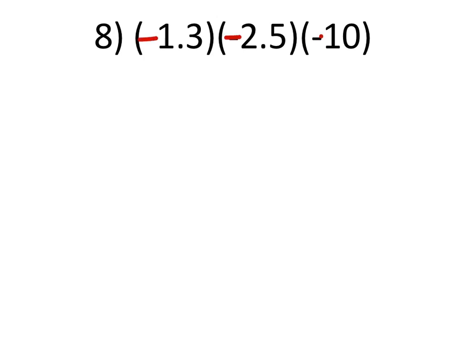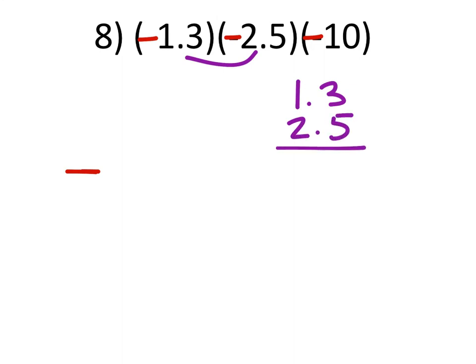1, 2, 3 negatives. So we know our answer is going to be negative, and we can ignore those negatives. So by the order of operations, we'll do 1.3 times 2.5 first. So 1.3 times 2.5. Now this multiplication, again, I'm just going to acknowledge my decimal places and treat this like 13 and 25. So 5 times 3 is 15, carry the 1. 5 times 1 is 5, plus 1 is 6.